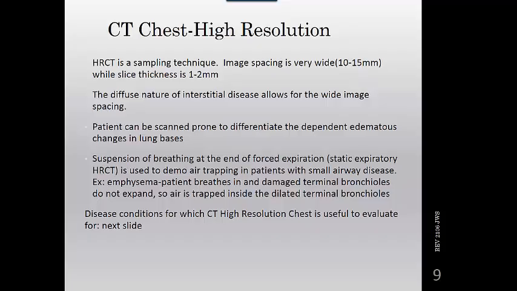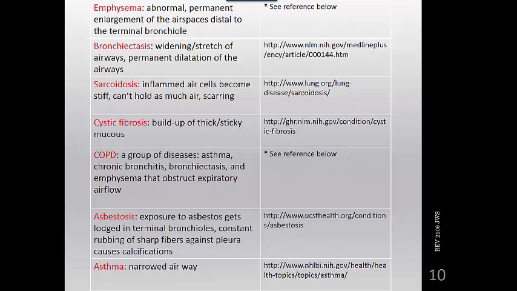So what we're going to look at next are disease conditions for which CT high-res chest is useful to evaluate. And I've got a table here. These are important. Short definitions. I tried to shorten them down so you can remember them, but lung disease falls into a lot of different categories. So anyway, I'm just going to read these for you.